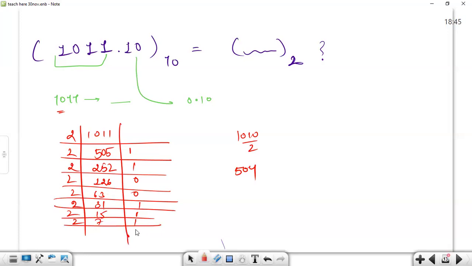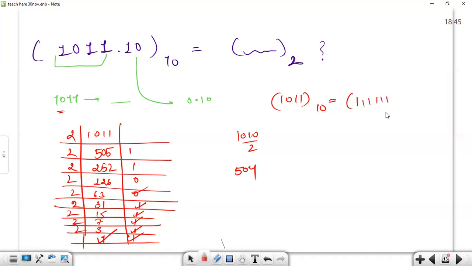Odd number, 7 minus 1, 6. 6 by 2, 3. 1. 2 by 2 becomes 1. So the equivalent for this decimal number in binary is 1. We also have to count this one. Don't forget. How many ones are there? 2, 3, 4, 5, 6.